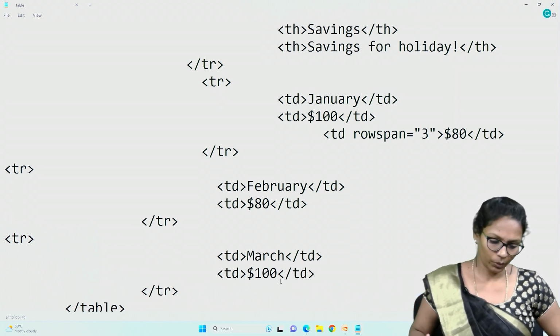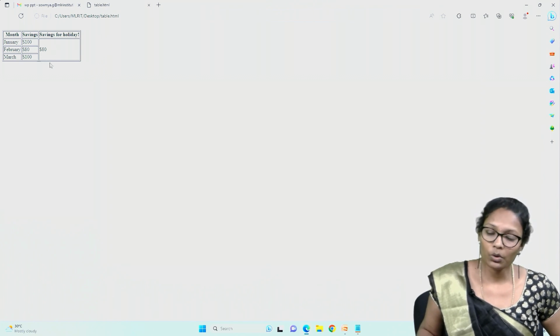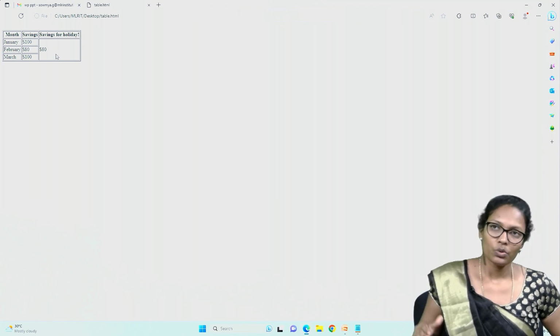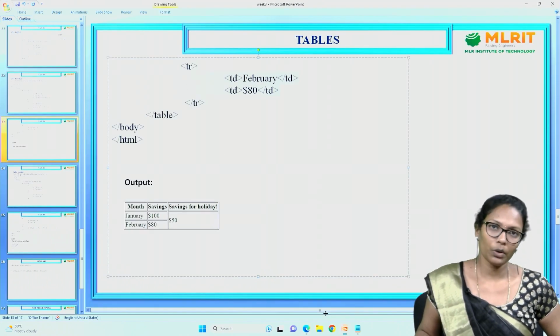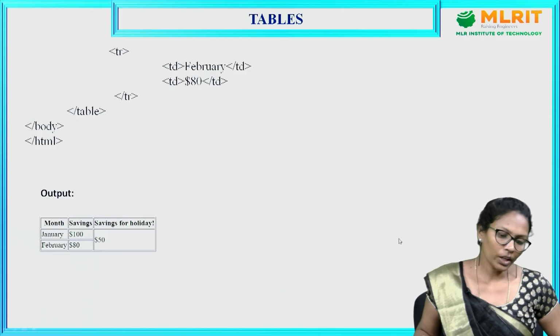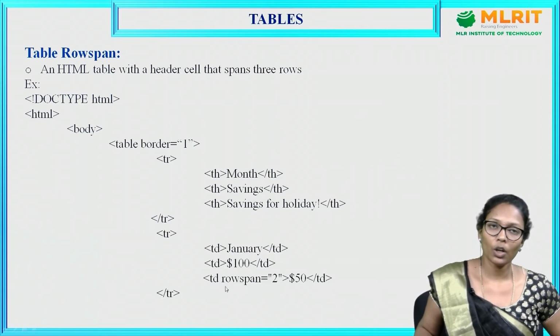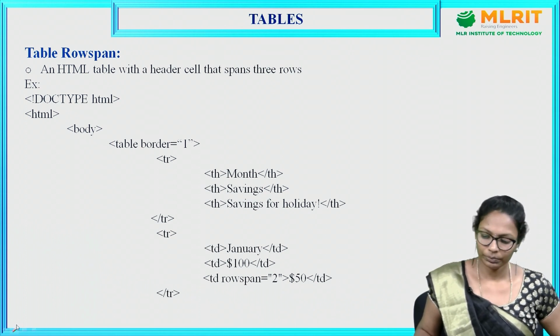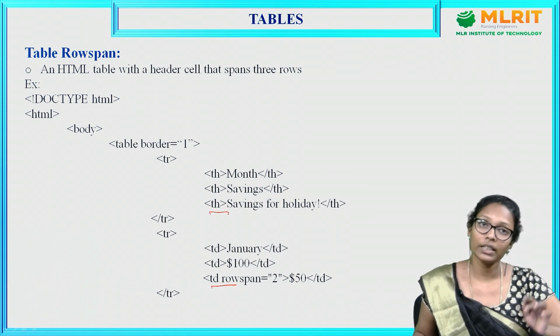If I save this program and run it, see, you can observe the 3 rows have merged here. So for all the 3 months together, January, February and March, the savings are $80. So whenever you want to merge multiple rows, then you can use this feature called row span. This is not actually a proper table attribute, but here you're using row span along with the table data item. You can use this with the td tag, or you can also use this with the th tag also.